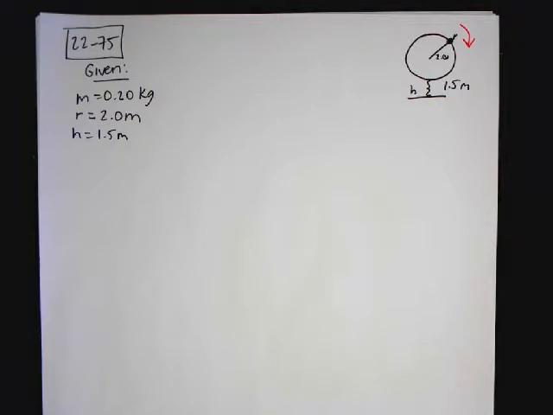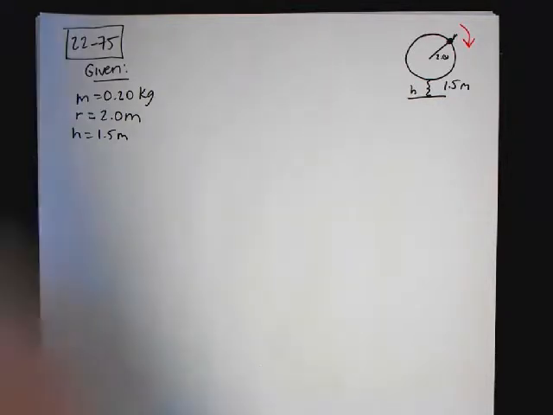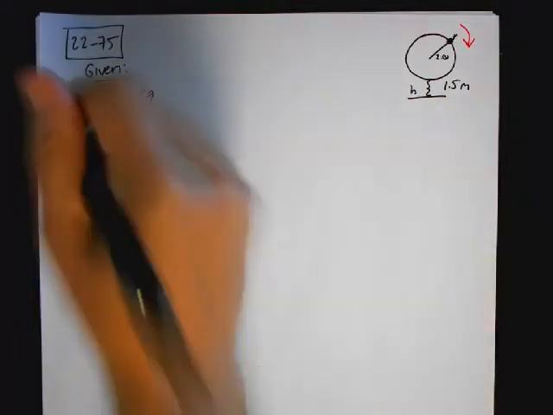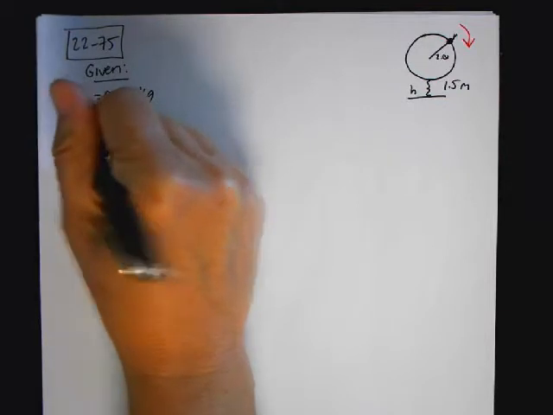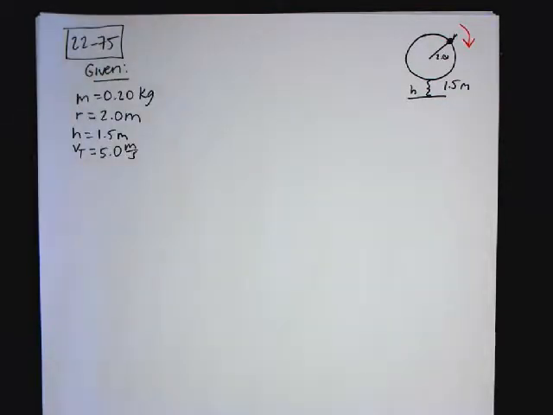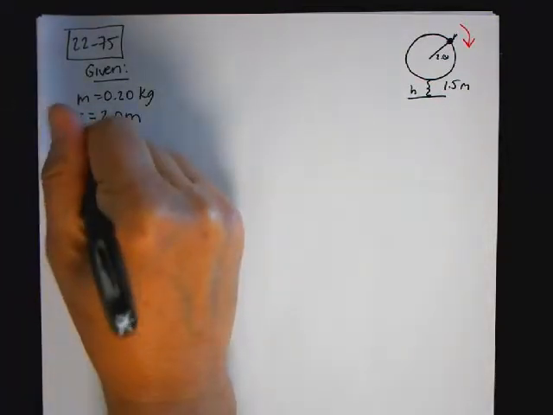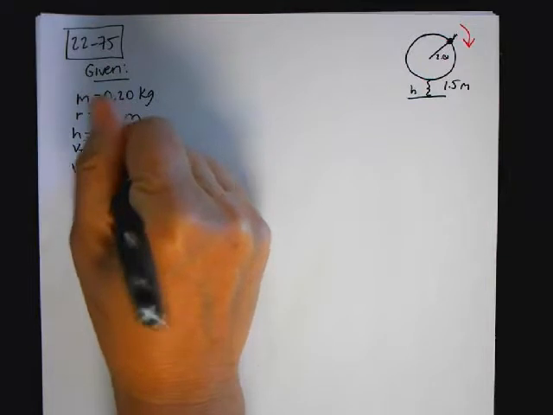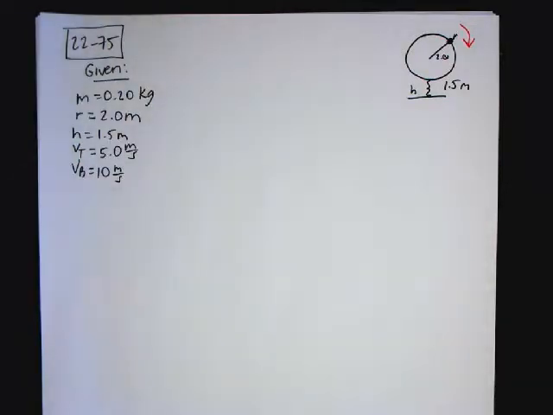At the top of the swing, the speed is 5 meters per second. So the velocity at the top, I'm going to call it VT, is 5. And at the bottom, the speed is 10. So the velocity at the bottom is 10. So it says A, determine the tension at the top.